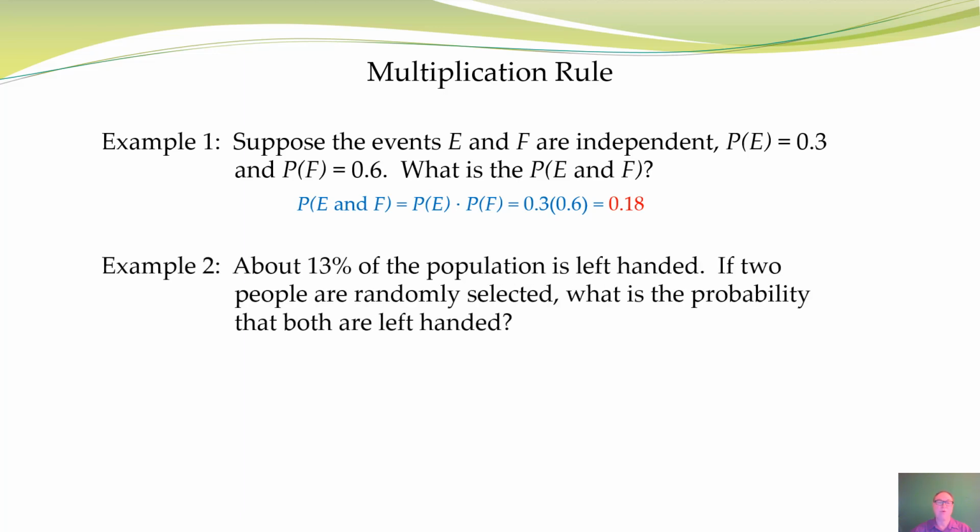Now, if we take this to a word problem: about 13% of the population is left-handed. If two people are randomly selected, what is the probability that both are left-handed? So we look at this, probability 2 left. That's going to be the probability the first one's left times the probability the second one's left, which is going to be 0.13 times 0.13, which is 0.0169.